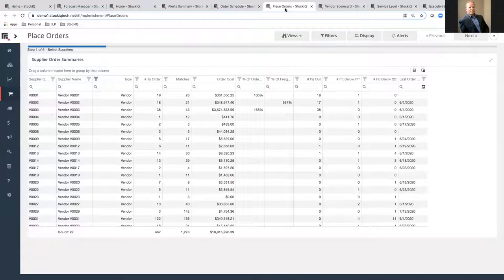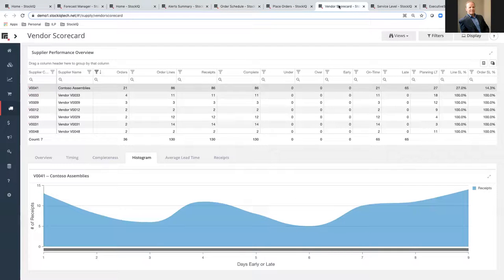The planner's workbench provides a summary of all of those vendors, transfers, or work orders that need to be created to meet our demand requirements. Our vendor scorecard is organized and provides a summary of how our vendors are performing. Are they delivering in full? Are they delivering on time? Do we need to make adjustments to their lead time?